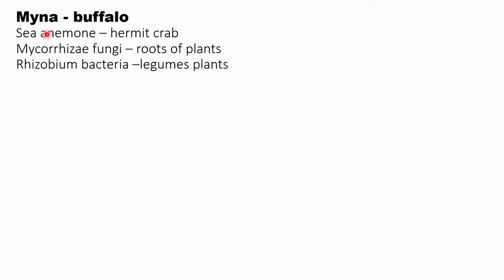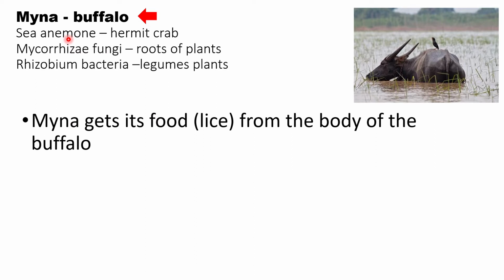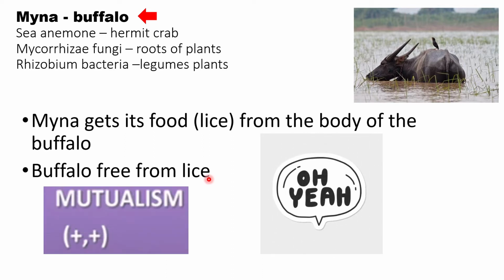Okay, first, between myna and also buffalo. So this is buffalo, kerbau, dan juga ada burung yang selalu duduk di atas dia. It is called myna. What kind of mutualism is that? What kind of benefits that they are getting? Myna gets food, lice, sejenis kutu, from the body of the buffalo, whereas buffalo is free from lice. And so to say that both of these organisms are getting benefit from this interaction.